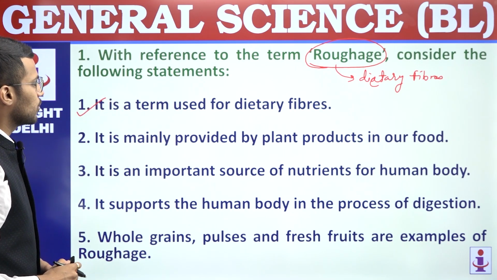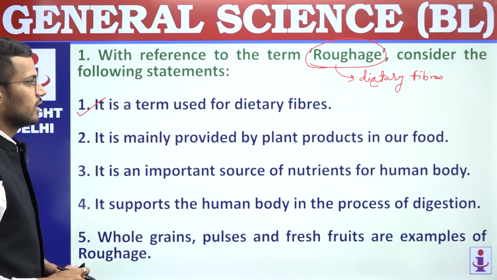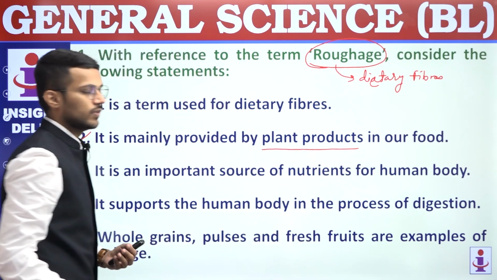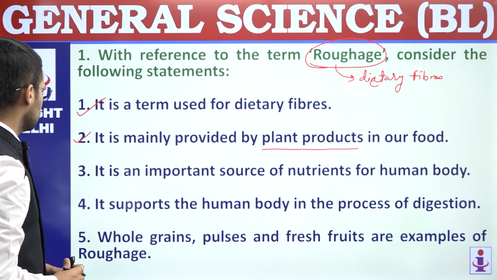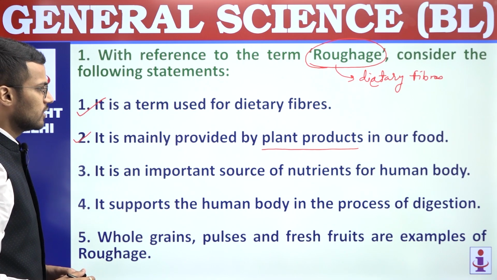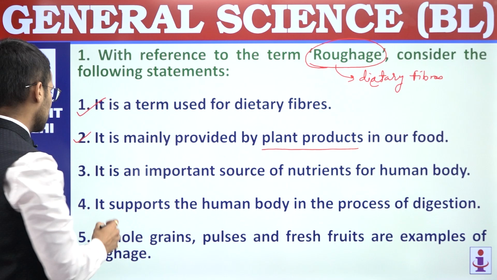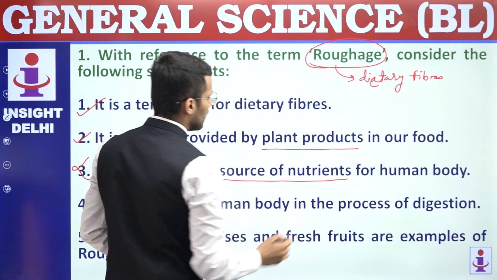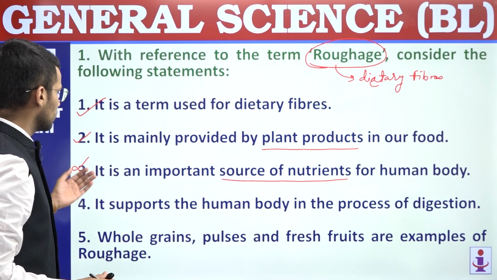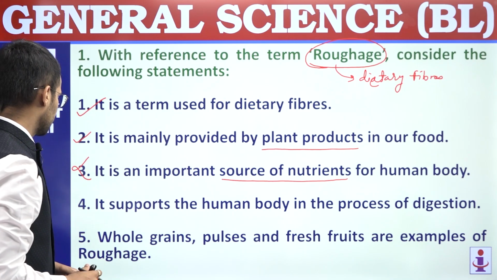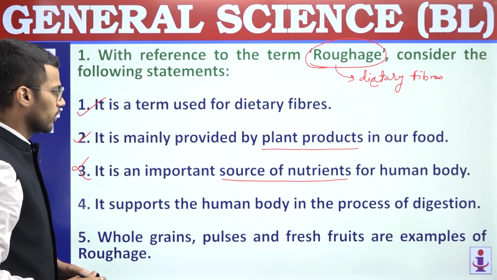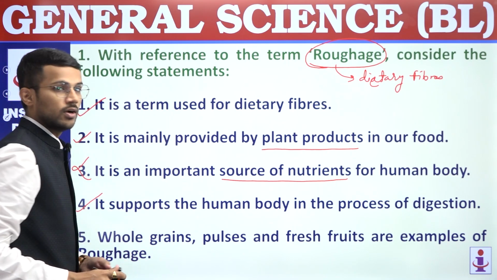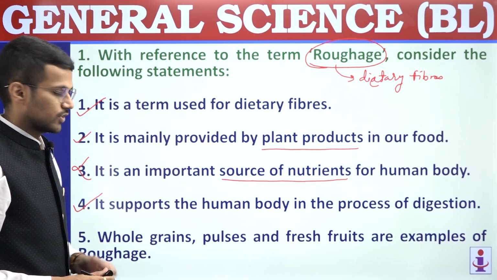Second, it is mainly provided by plant products in our food, right? So most of the times fibers are coming from plant products that we eat as our food. Third, it is an important source of nutrients for the human body. This statement is incorrect because fibers do not provide any kind of nutrient. Fourth, it supports the human body in the process of digestion. That is the most important function of fibers, which are also called roughage.